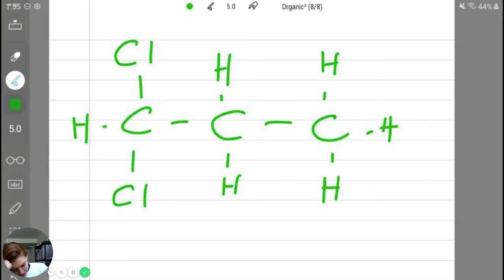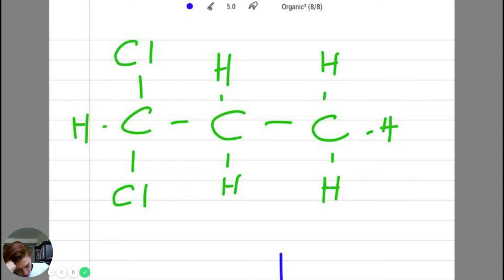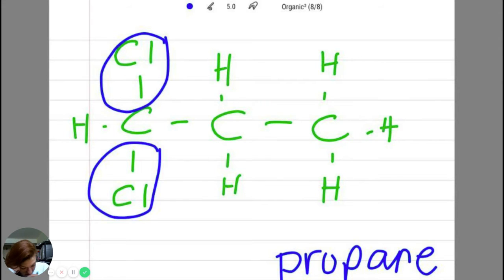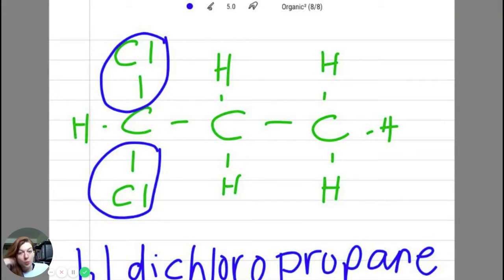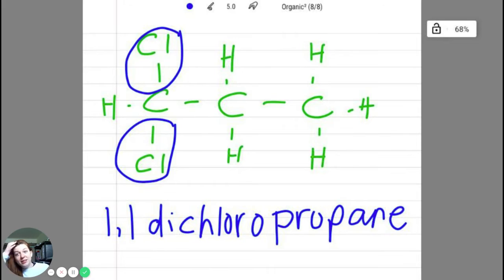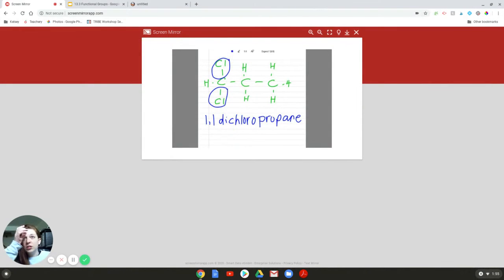I'm going to look for my base. My base is a 3 carbon chain. All of those carbons are single bonded, so this would be a propane. And then I have a chlorine here and a chlorine here. They are both on carbon 1, so this would be 1,1-dichloropropane. Just like this. So that's really as extensive as it gets with the halogens. And that's that. If you can do this, you can just about do anything with those halogens.